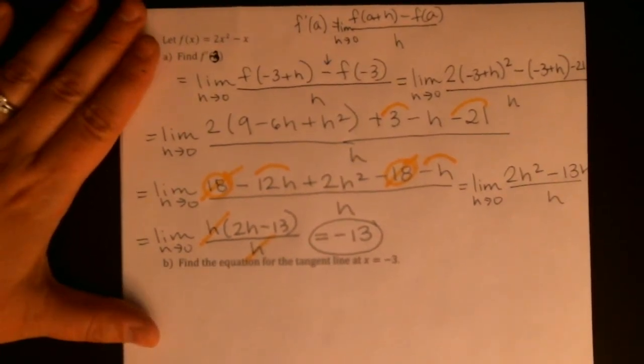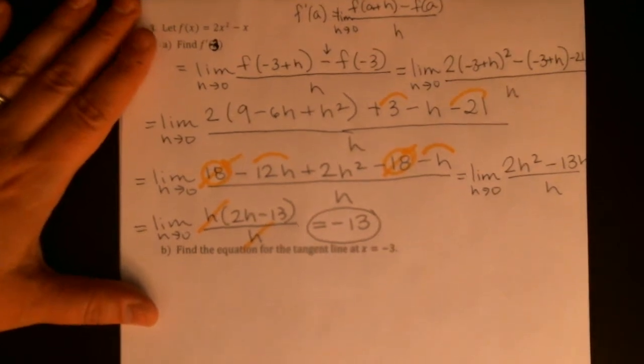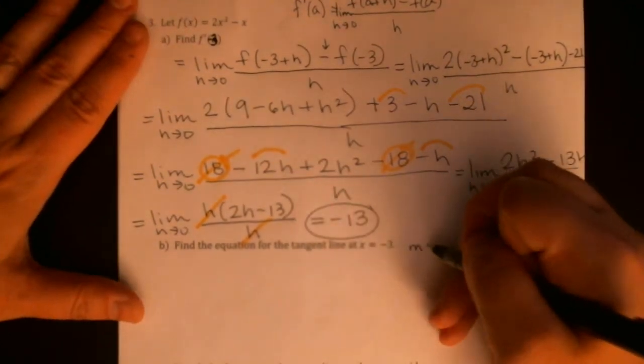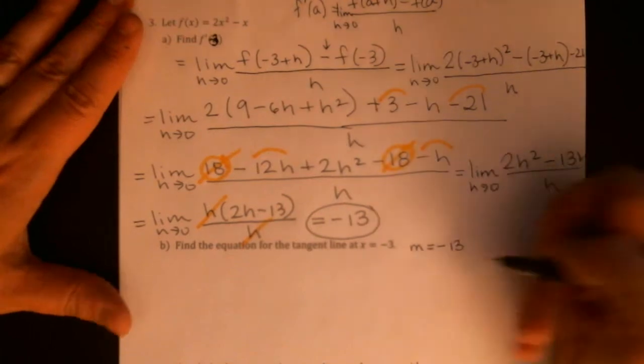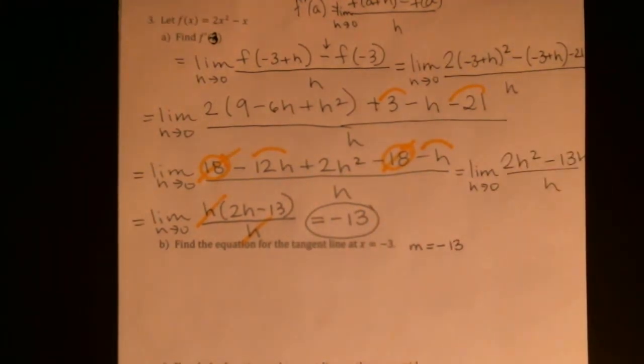Okay, so the next thing I'm asked for is actually the equation for the tangent line. So what we know is that its slope is negative 13. That's not enough information to find the equation for a line. What you need to find the equation for a line is either 2 points or a point and a slope. So if I could find a point, I would be in good shape.